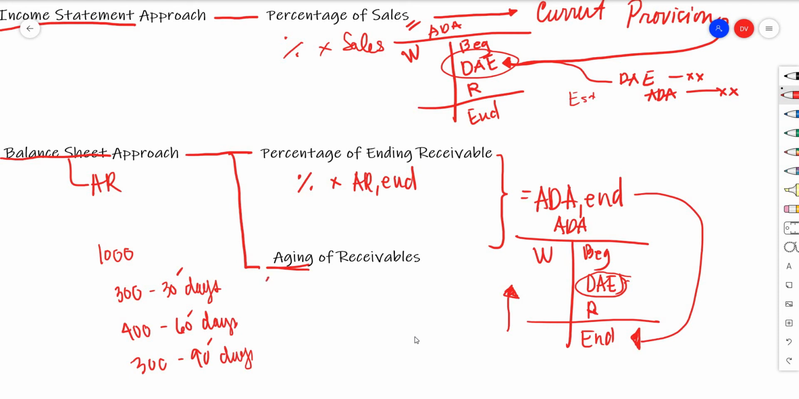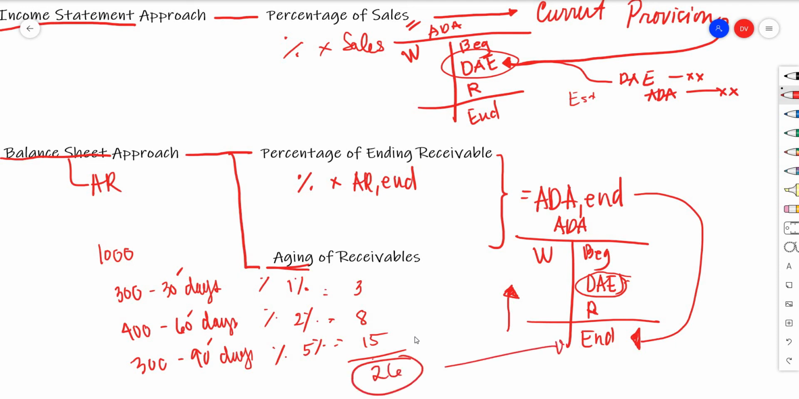So, ibig sabihin, iba-iba sila ng percentage. Okay, so for example, dahil ito ay 300, 30 days pa lang due, 1% lang. Pwede dito 2%, dito 5%. So depende. Okay? So ibig sabihin niyan 300 times 1%, so this is 3. Ito ay 8, ito ay 15. So ibig sabihin 3 plus 8 plus 15, this is 26. So, ibig sabihin nito, ito ay magiging dito siya.